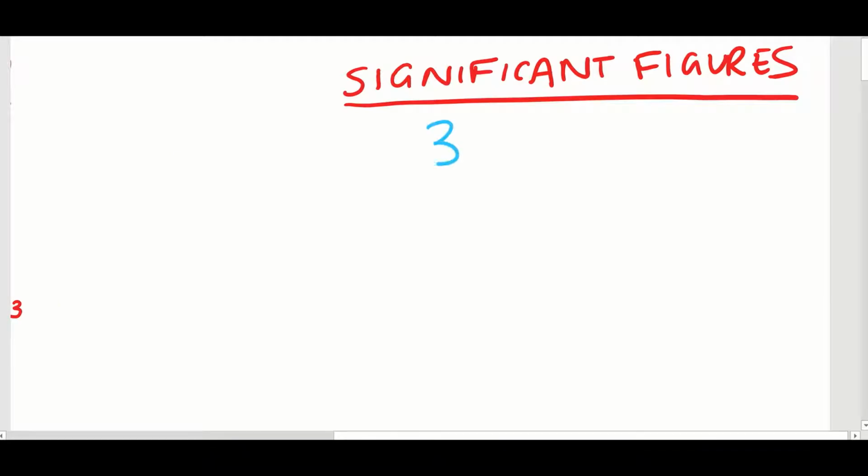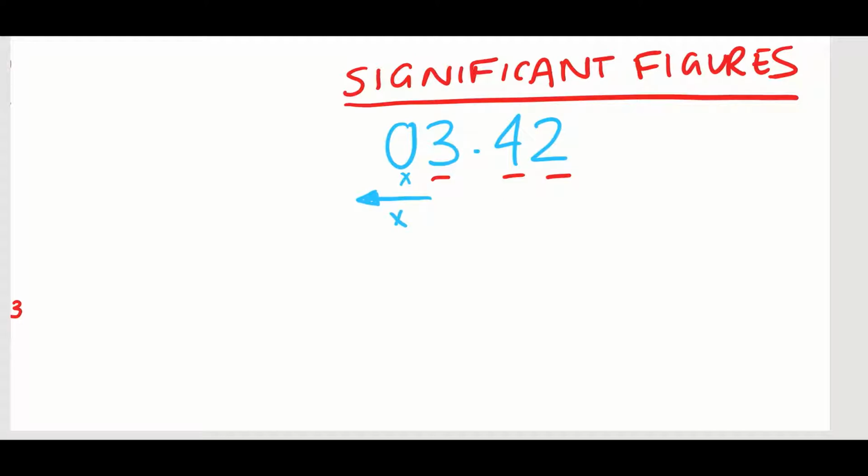If I have the number 3.42, well, how many significant figures? There's 1, 2, 3 significant figures. Now, what happens if I put a 0 here? Does that change my measurement at all? No, it doesn't. It's still the measurement of 3.42. So we don't count the zeros if they are in this direction on the ends.